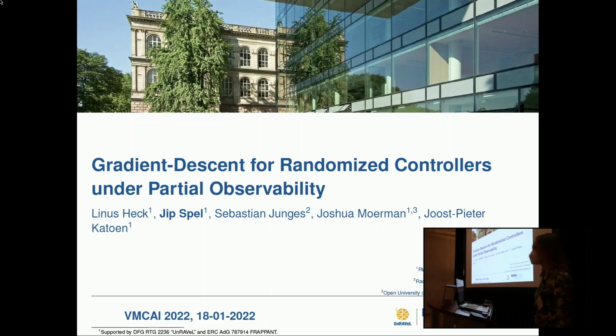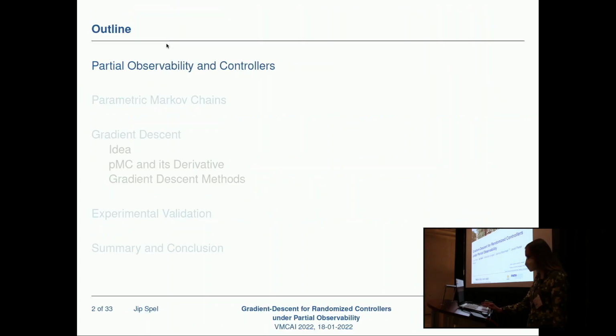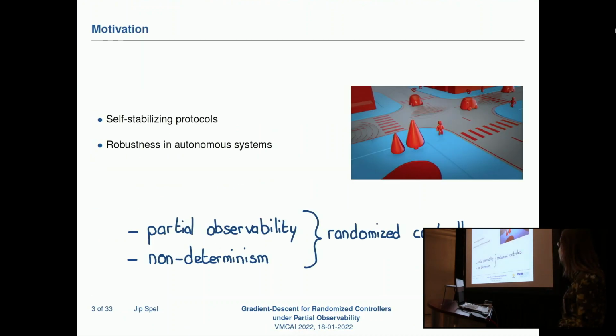Yes, thank you. So I will talk today about gradient descent for randomized controllers under partial observability. To start off, I will tell something about partial observability and controllers. Imagine you have, for instance, a self-stabilizing protocol, or some autonomous system with self-driving cars. Then there is partial observability, meaning that we don't know the exact state of the system. Furthermore, there can be non-determinism. So we need some controller to resolve this non-determinism, and we will look at randomized controllers to do this.